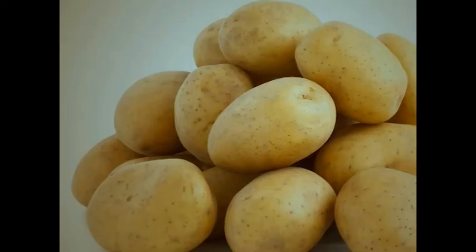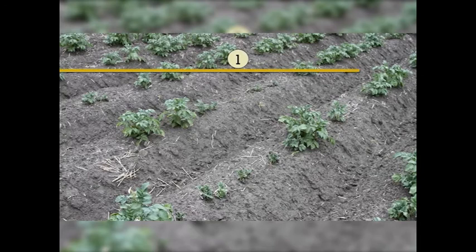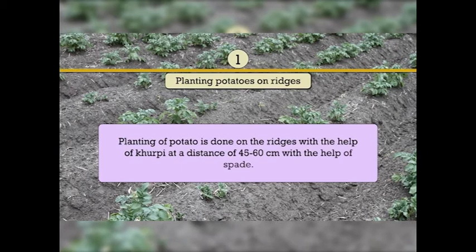Now let's come to method of planting. There are 3 methods of planting in India. The first one is planting potatoes on ridges. Planting of potato is done on the ridges with the help of khurpi at a distance of 45 to 60 cm with the help of a spade.